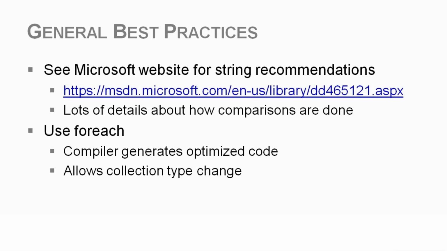Try to use foreach instead of a for loop with an integer counter. For the foreach statement, the compiler will generate optimized code for the particular kind of collection being used. A foreach will also allow you to change the collection type later on for maintainability, rather than having to change from a for loop to a foreach if you change the collection type and having to rewrite the loop. Rewriting the loop, of course, would give you more opportunities to make mistakes. So consider using foreach in your loops.